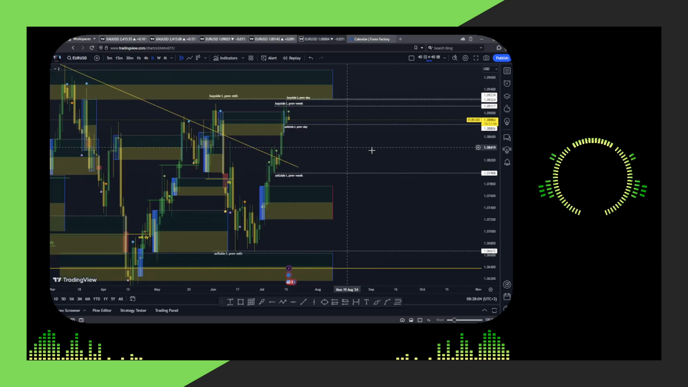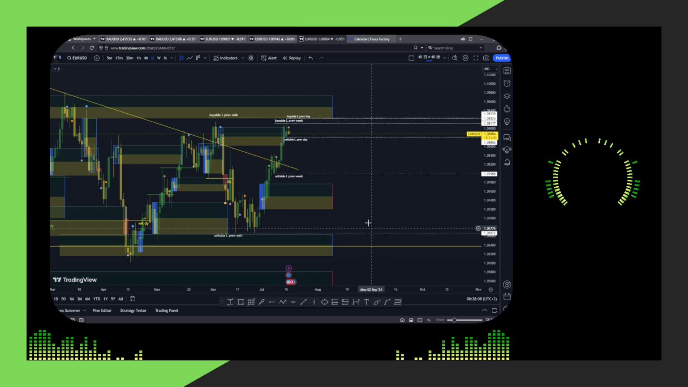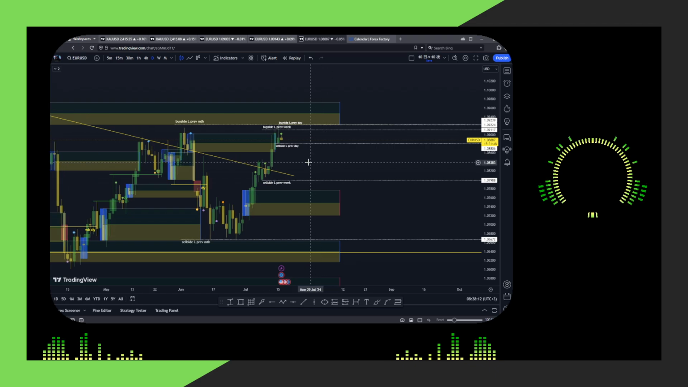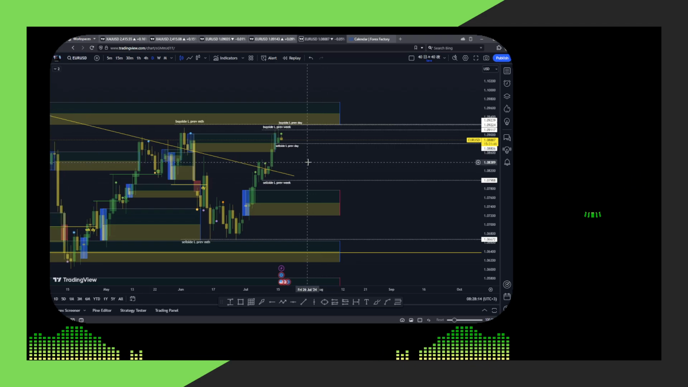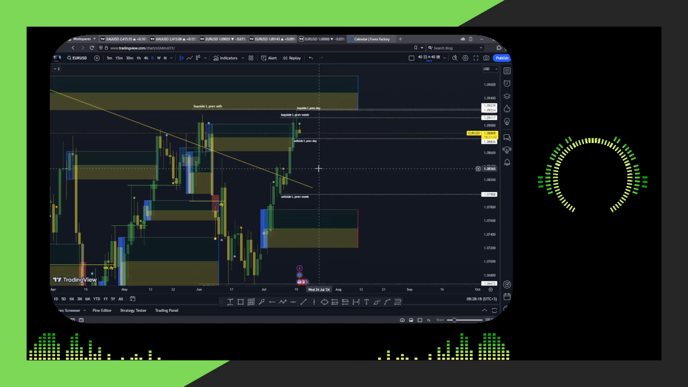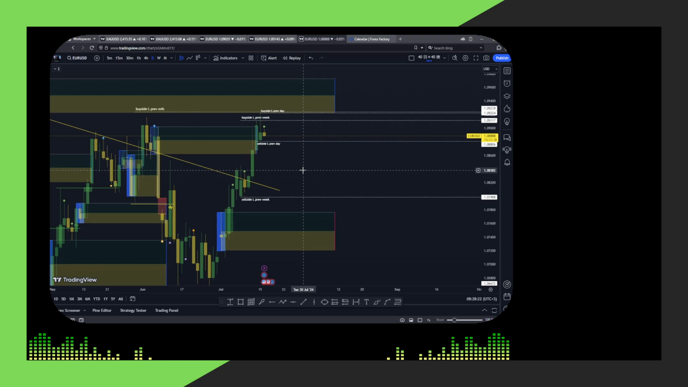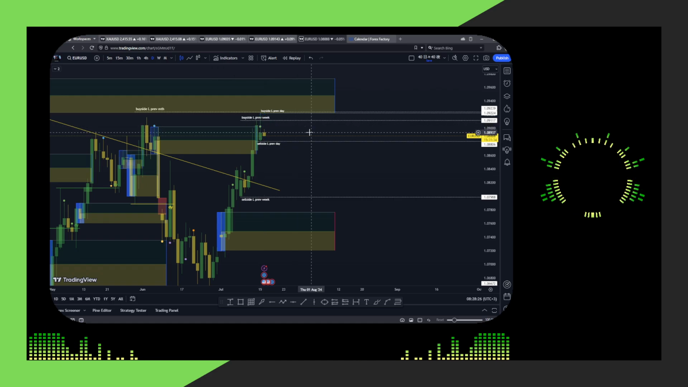Today's chart analysis for the EURUSD pair on Tuesday, the 16th of July 2024. We're looking at the charts. This is yet to be printed. Let me have it at a particular point.